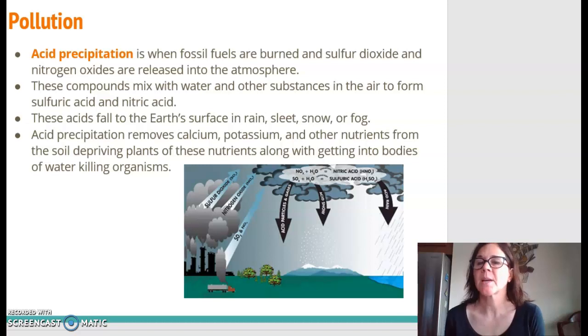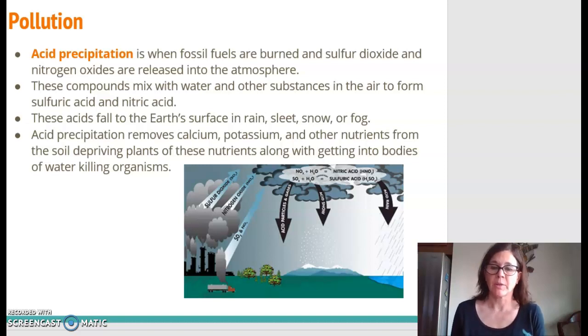Acid precipitation is a type of water pollution that can also threaten biodiversity, caused by burning fossil fuels and these sulfur dioxide and nitrogen oxides mixed with the water in the air to form sulfuric acid and nitric acid, which can damage living organisms and get into the bodies of both land and water dwelling organisms.